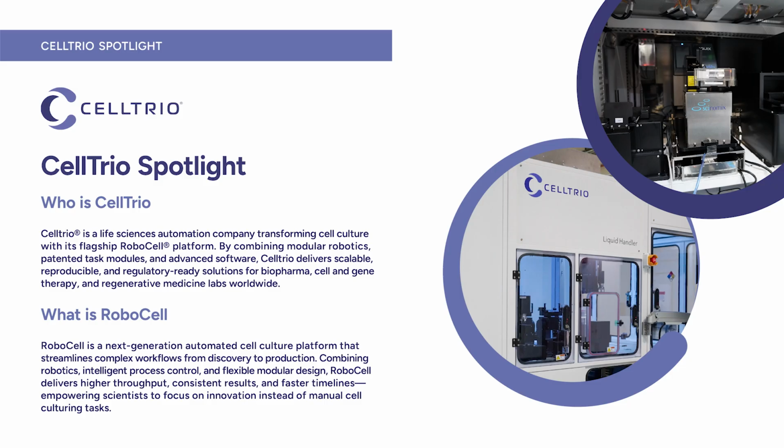So Celltrio as a company, we are a life sciences automation company based in the heart of Silicon Valley in Fremont, California. We design automation solutions for the life sciences industry, mainly around cryogenic preservation, and our flagship RoboCell platform, which is a fully autonomous, modular-based platform designed around simplifying and streamlining manual cell culture techniques within the T175 flask.